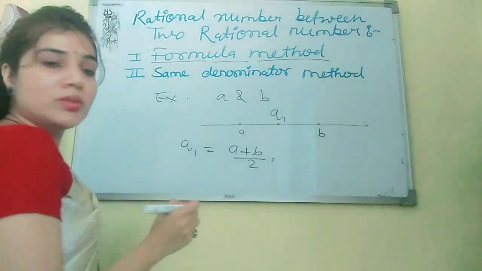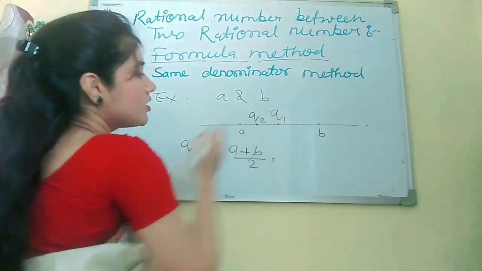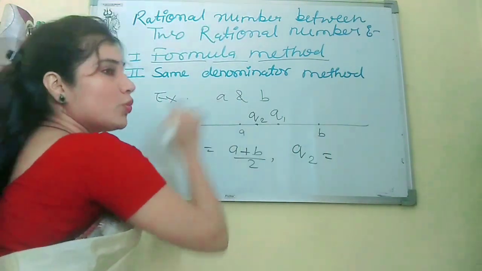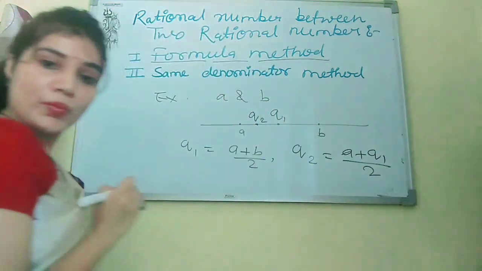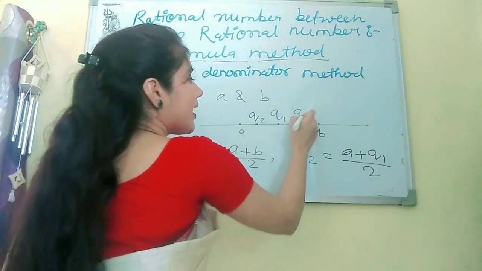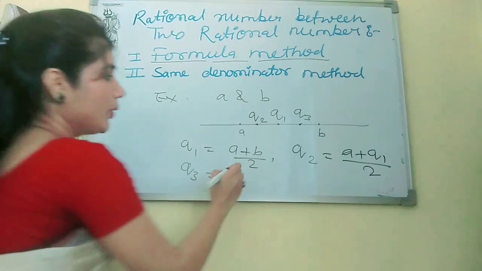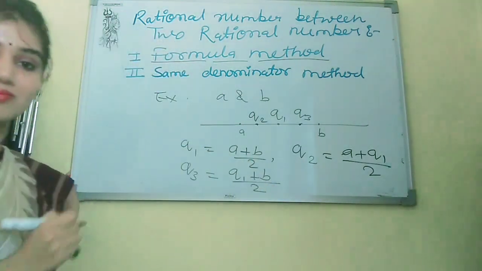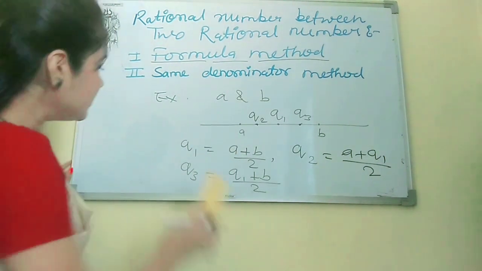Suppose we want another rational number between a and q1. We are marking this as q2. So what will q2 be equal to? (a + q1) upon 2. Okay, simply, if we want another rational number between q1 and b, that will be q3. So what will q3 be equal to? (q1 + b) upon 2. Very simple formula. Now just see one example.